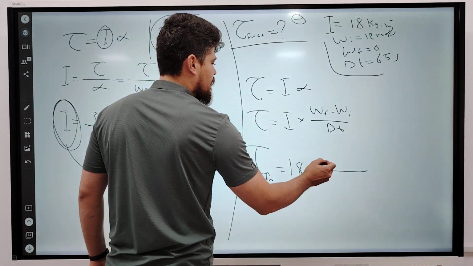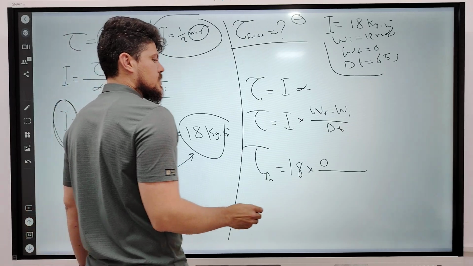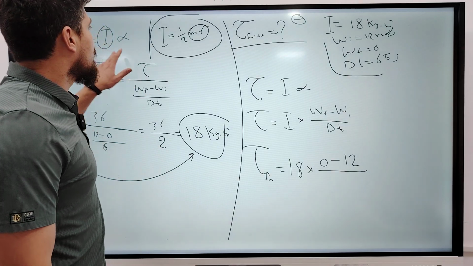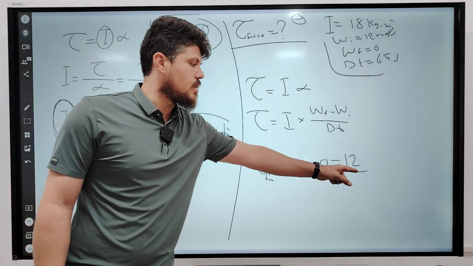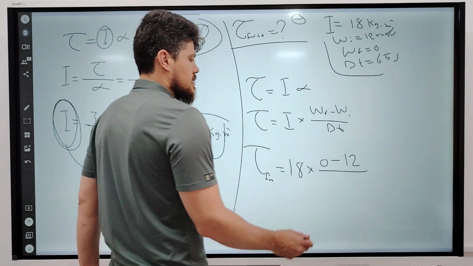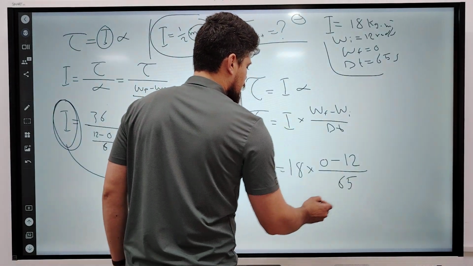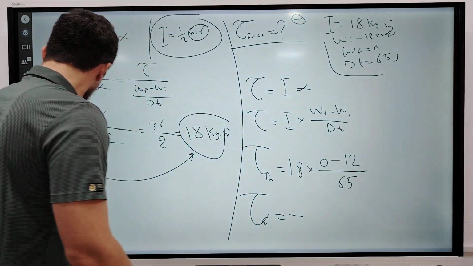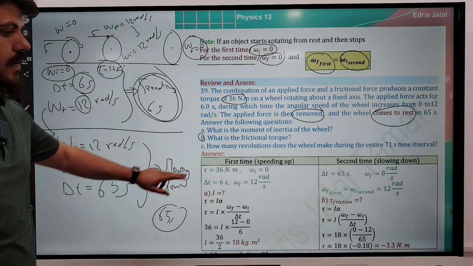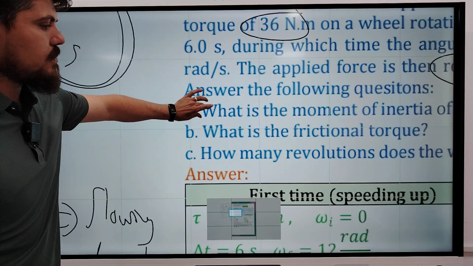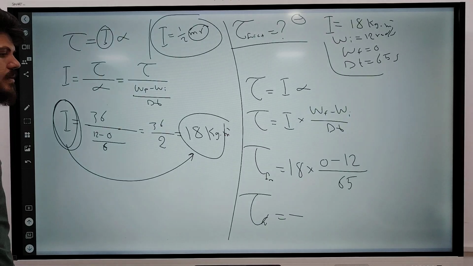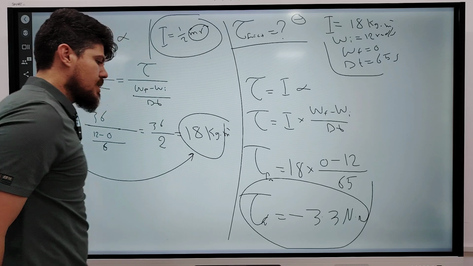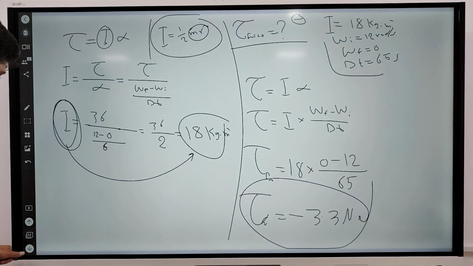Frictional torque is equal to 18 times omega final 0, because the object stops because of the frictional force, minus omega initial 12. How did you know omega initial is 12? Omega initial in the case of slowing down is equal to omega final of the speeding up case, divided by 65. The frictional torque is equal to what? Negative 3.3 Newton meter. This is the frictional torque of the wheel.